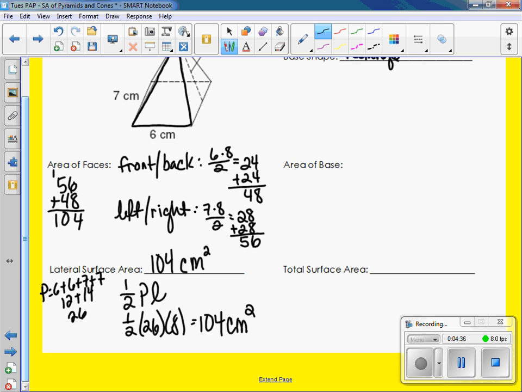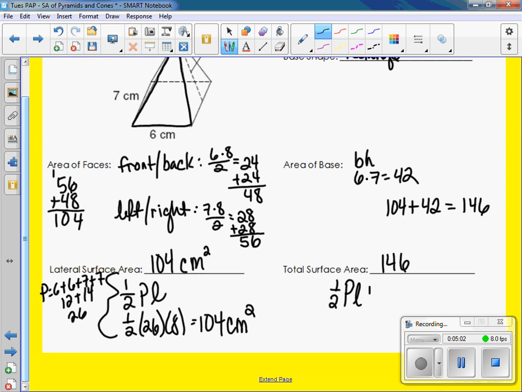And I'm guessing that eventually you're going to want to take the shortcut and use the formula. So let's talk about the area of the base now. To find the base, we're going to do base times height, which is 6 times 7. So that's 42. So for my total surface area, I'm going to take my lateral and my base and get 146. Okay, and that should make sense based on our formula, which is 1/2 perimeter times the slant height plus the area of big B.